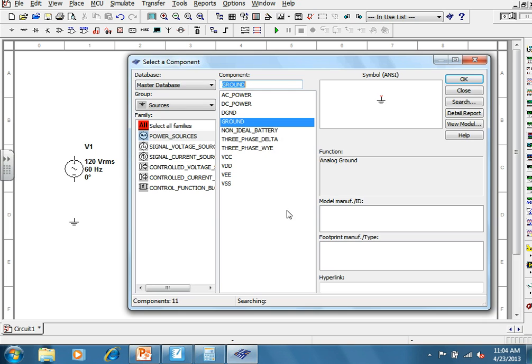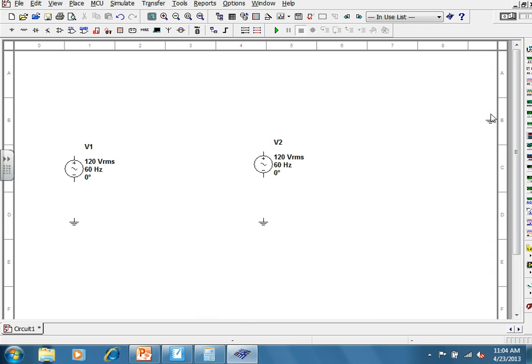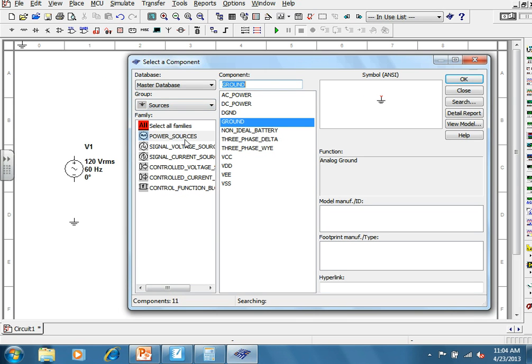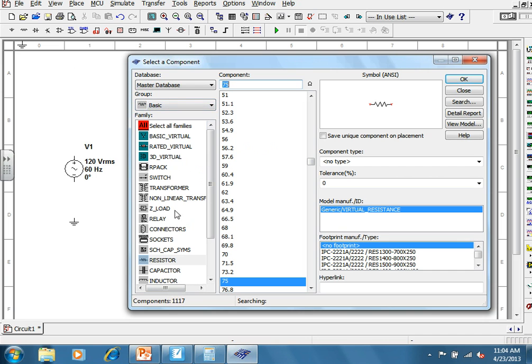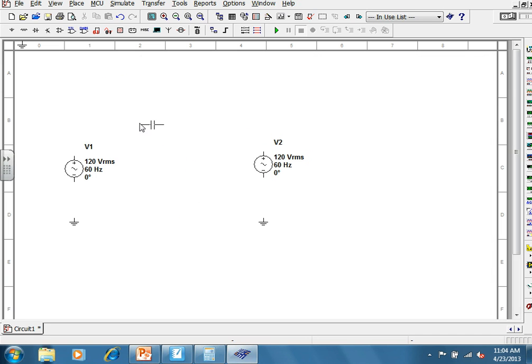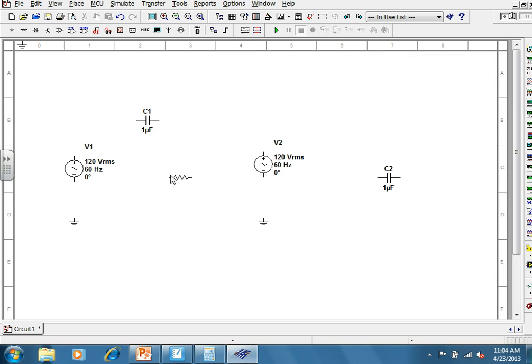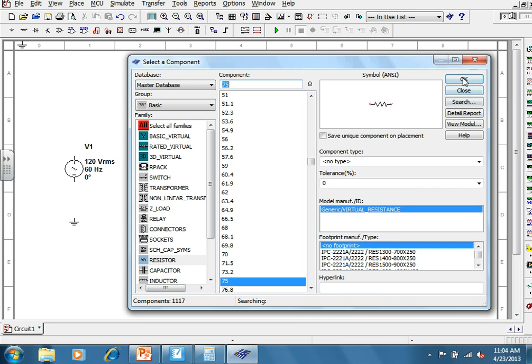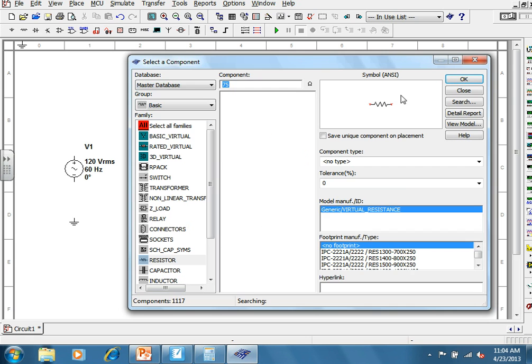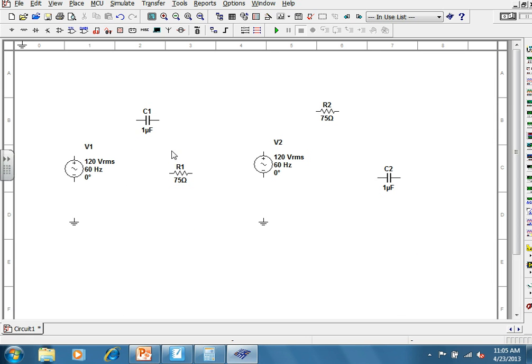2. Probably don't need any more than that. And then we need 2 resistors and 2 capacitors. Oh, I found the capacitors. We'll put one there, and we'll put one over here, and then we'll put a resistor. Put one there, and one over here. Yeah, that's perfect.